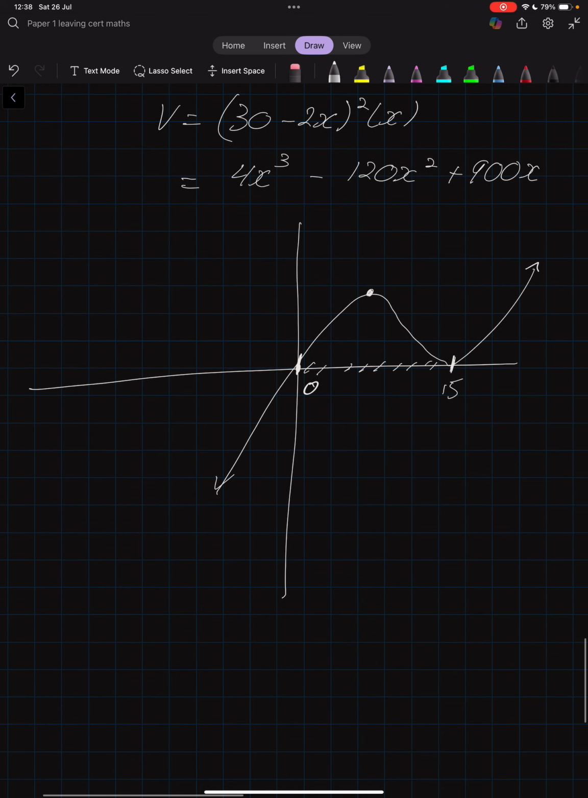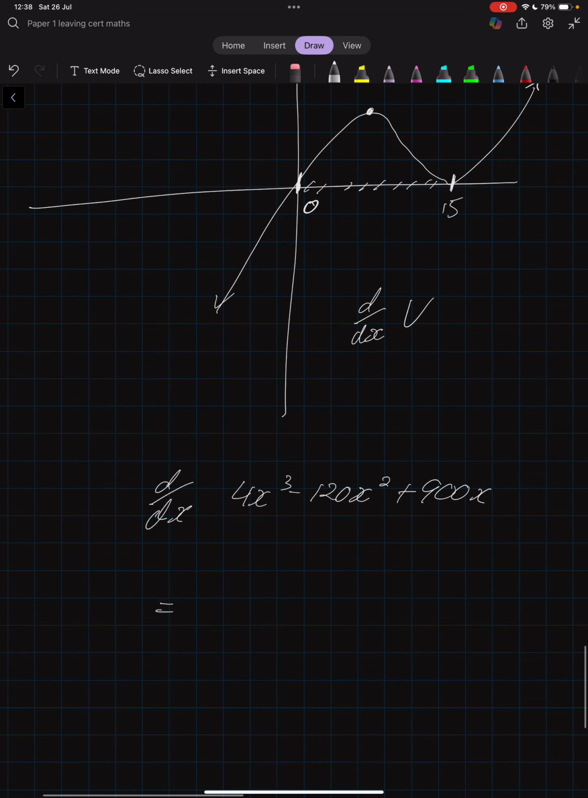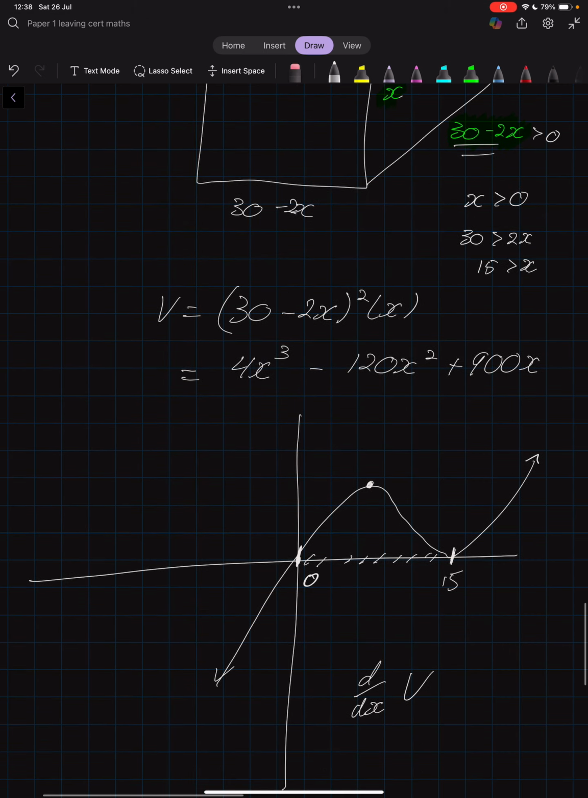So you get d/dx. If I get d/dx of 4x cubed minus 120x squared plus 900x, I get 12x squared minus 240x plus 900. And what value do I want this to be? I want it to be 0. Why? Because at a maximum, the slope is equal to 0.